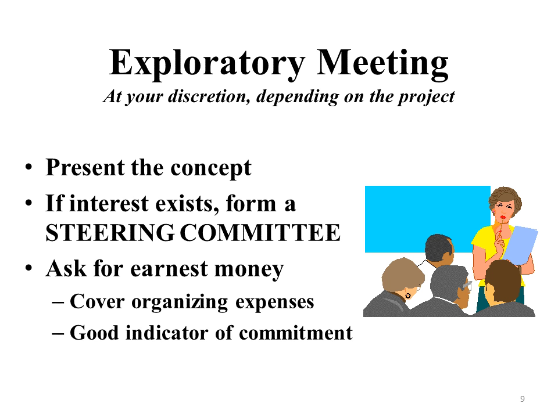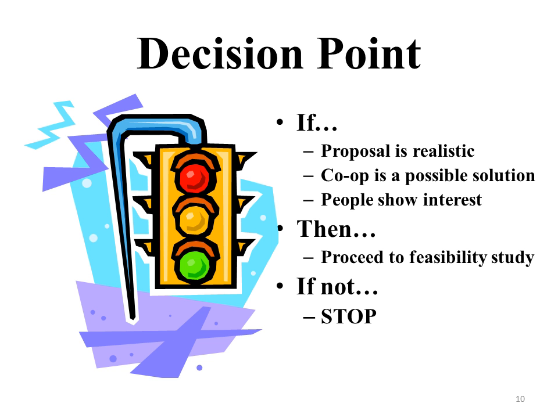So we come to our first decision point. So you've had the exploratory meeting, gauging the interest with the group and the enthusiasm or lack of enthusiasm of that initial Margaret Mead group. You'll want to think for yourselves, is this proposal realistic? Is the co-op a possible solution to what we're trying to achieve? Have people shown interest? If they have, then you'll want to proceed to the feasibility study.